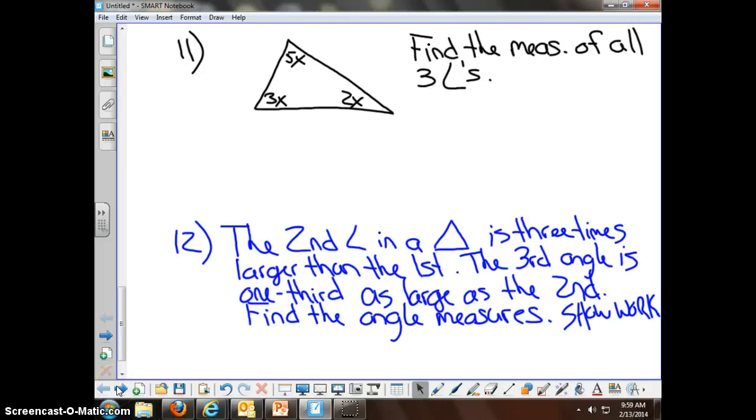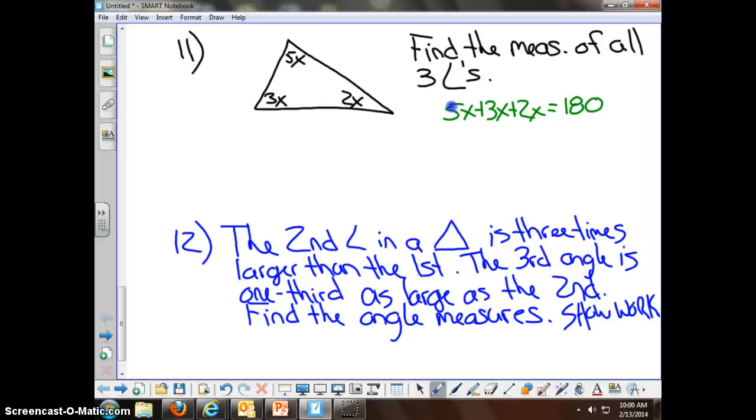All right, somebody walk me through number 11. How are you solving this, showing all of the steps necessary? Sharita, go for it. 5x plus 3x plus 2x equals 180. And why do you know 5x plus 3x plus 2x equals 180? All the angles in a triangle have to add up to 180. The triangle sum theorem states it, correct? Yeah. Which you have in your notes. Okay, continue on. What is your next step?